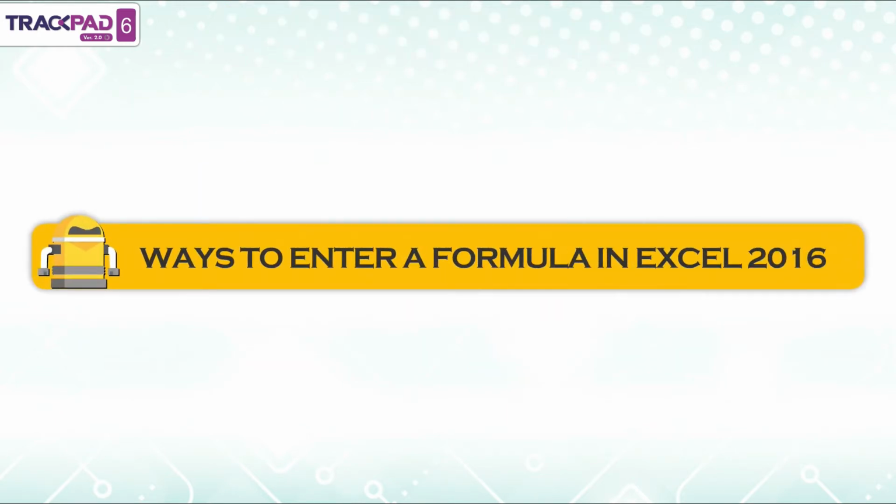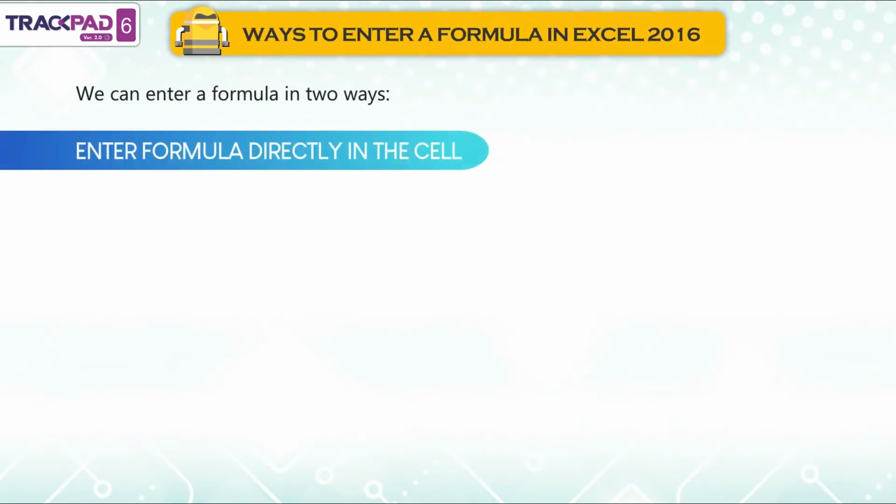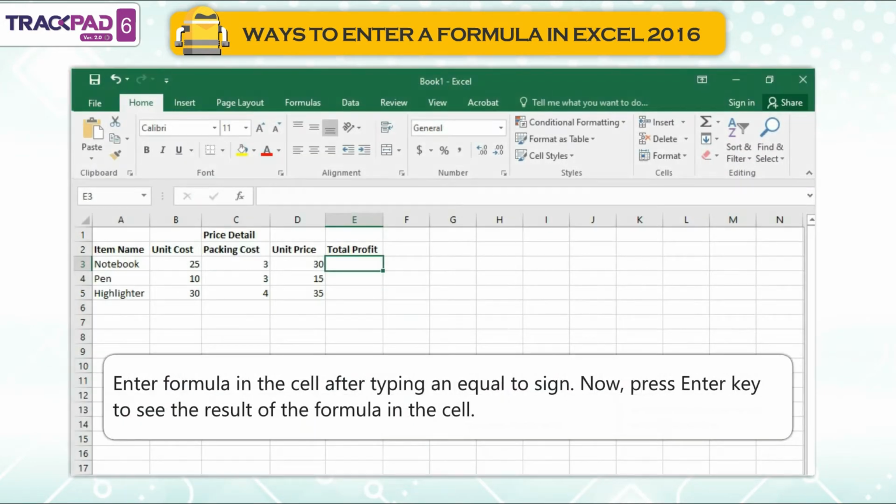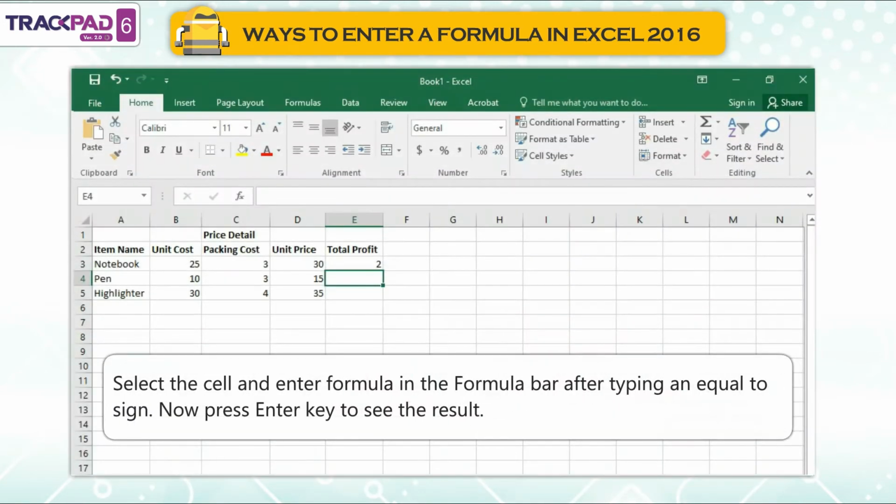Ways to enter a formula in Excel 2016. We can enter a formula in 2 ways. Enter formula directly in the cell. Enter formula in the cell after typing an equal to sign. Now, press Enter key to see the result of the formula in the cell. Enter formula in the formula bar. Select the cell and enter formula in the formula bar after typing an equal to sign. Now press Enter key to see the result.